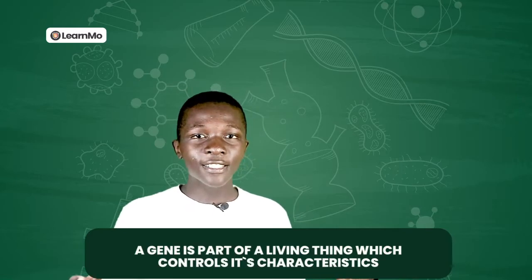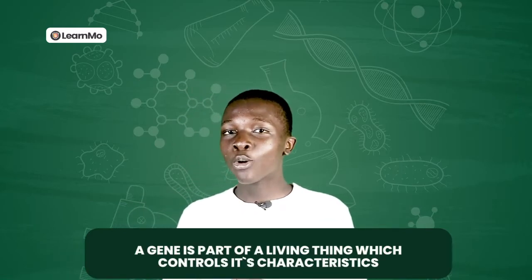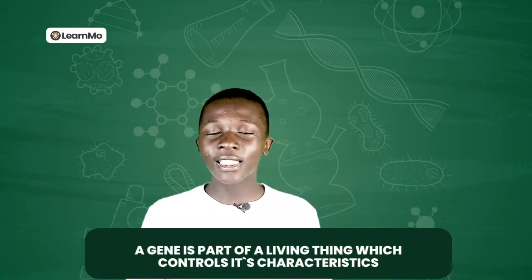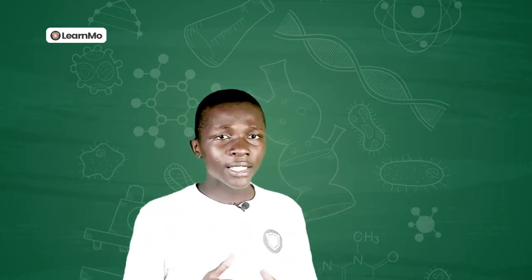Let's now define genes. A gene is defined as a part of a living thing which controls its characteristics. In this video, we will be discussing some terminologies commonly used in genetics. Let's first take a close look at each of them. We have the gene, the allele, the chromosome, genotype, phenotype, recessive, and dominant gene. Let's start with the gene.